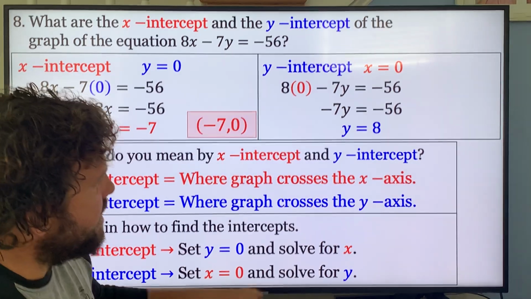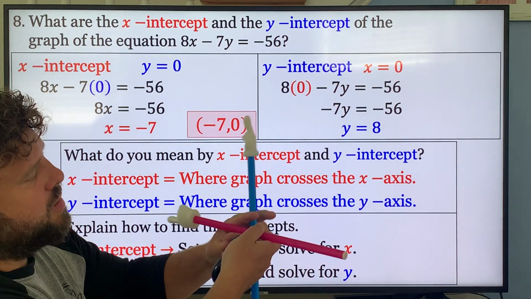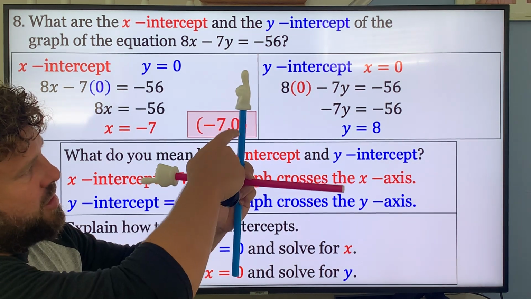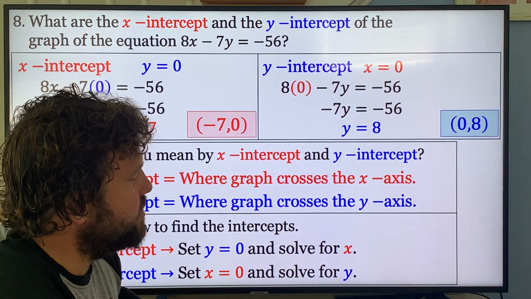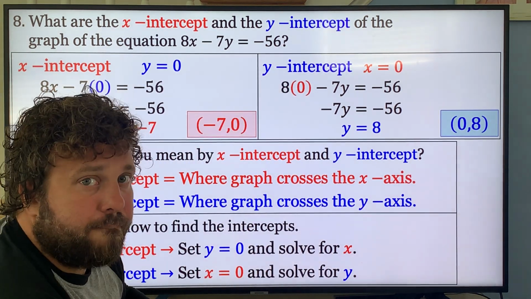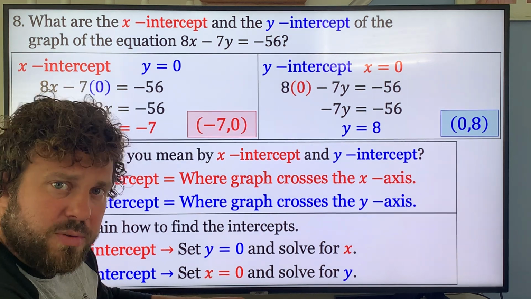So y equals 8. I have my x and my y-axis. When the graph crosses 8 up here, my graph kind of looks like this, that is the y-intercept. So when x is 0, it's 8 up. All right? See? Some of these problems are very easy.